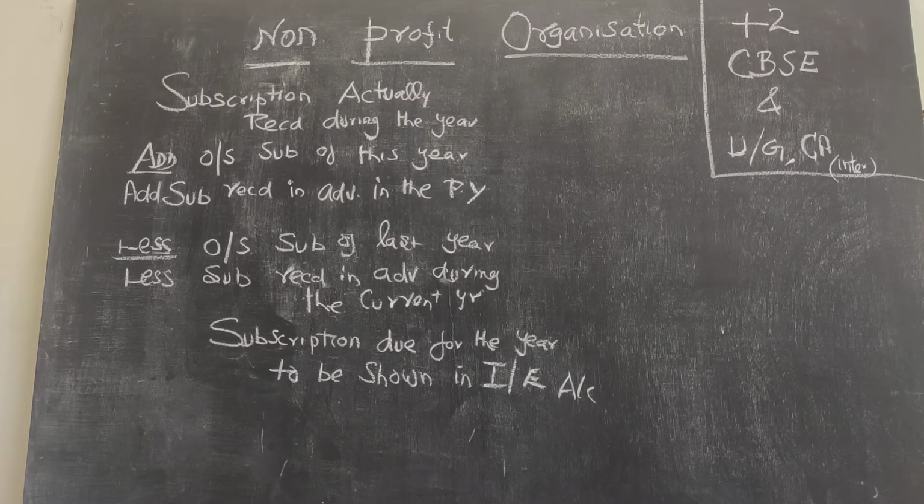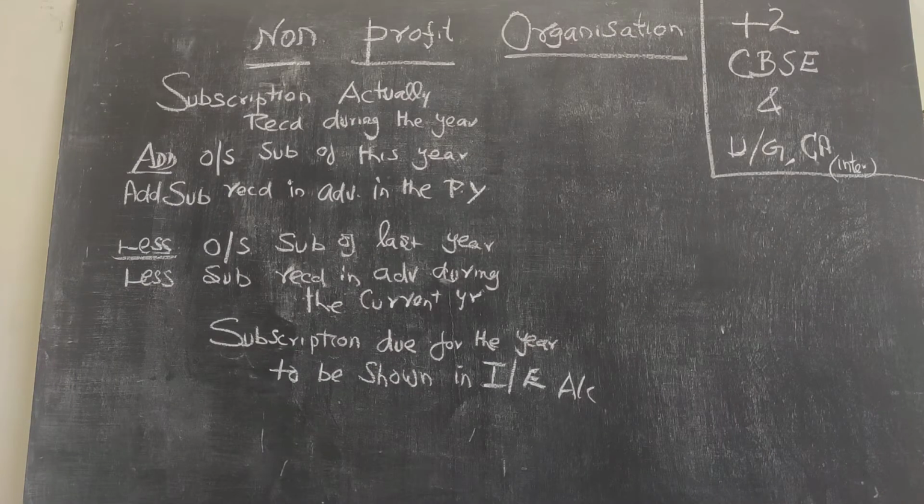The non-profit organization will prepare income and expenditure account and balance sheet, and not profit and loss account and balance sheet, because profit is not the main motive.